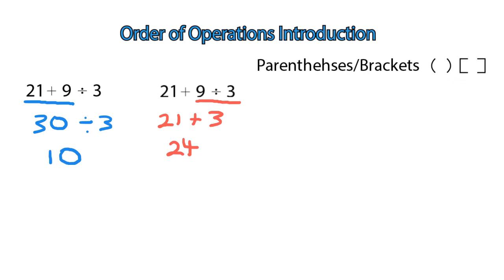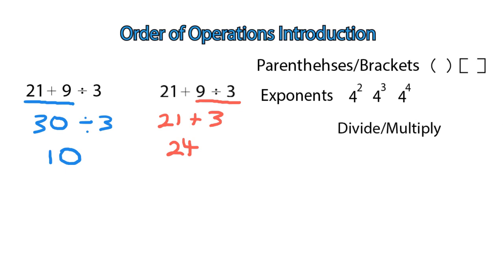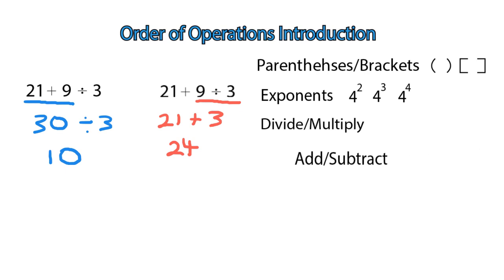After parentheses and brackets comes exponents. So here on the right of exponents, I've given you some examples. We have 4 exponent 2, 4 exponent 3, and 4 exponent 4, and so on. I'm not going to get into exponents right now and how they work, but if they come in an equation, they must be completed second after parentheses and brackets. And then we divide or multiply if they're equal. And then we add or subtract.